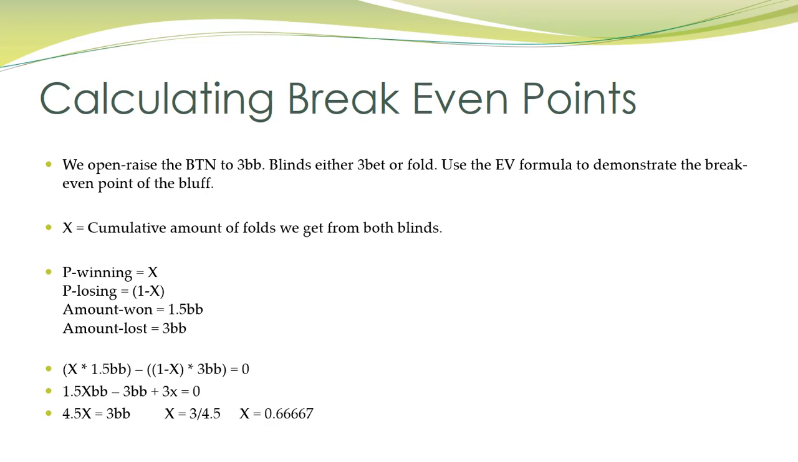66.667%, as the break-even point of the bluff, means that we have used the EV formula successfully to demonstrate the break-even point. Now, in terms of doing EV calculations by hand, it doesn't get a lot more complicated than this. If it gets a lot more complicated than this, we'll generally resort to using software to run EV calculations rather than doing it by hand in this manner.